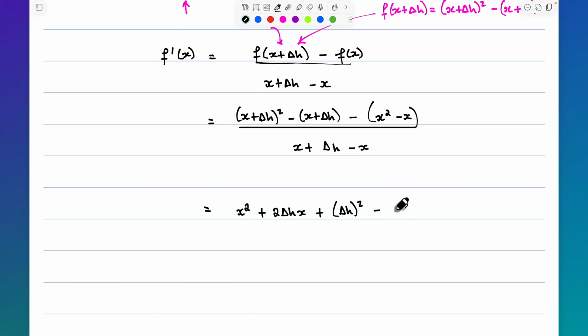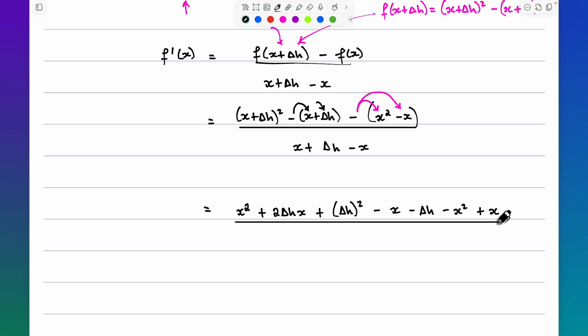And then you still subtract x. Remember, this subtraction is going to affect this term, and it's also going to affect that term as well. So that's minus x minus delta h. And then same thing here, right? So this negative sign is going to multiply by this term, but it's also going to be multiplied by that term as well. So that expression is going to be minus x squared, and then negative times negative is positive x. All right, perfect. And then divide by x plus delta h minus x.